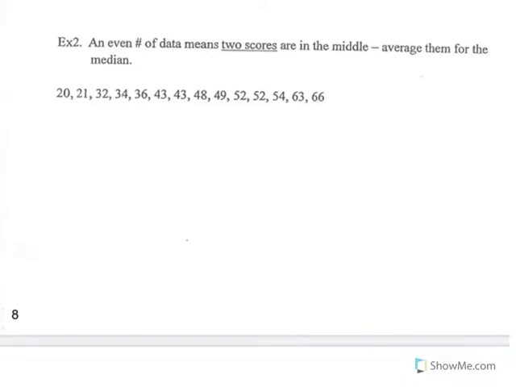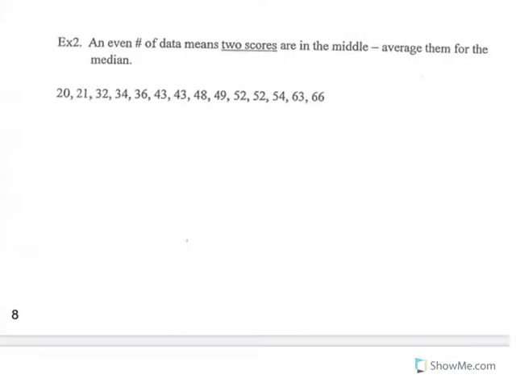Okay, here's question 2. Now, question 2 says an even number of data means that 2 scores are in the middle. Average them to find the median. Luckily, if we look, it seems that our numbers are listed in order for us already, from lowest to highest, and sometimes this happens, which saves us a step, so that's nice. So now what we should do is count the numbers that we have and figure out what 2 numbers are going to be in the middle.